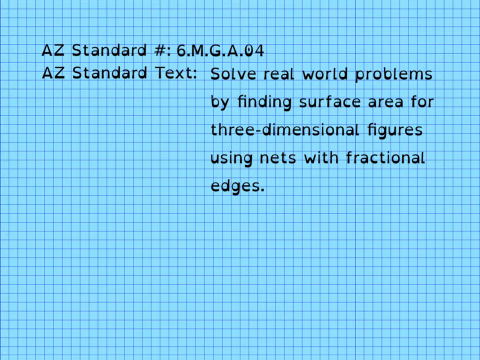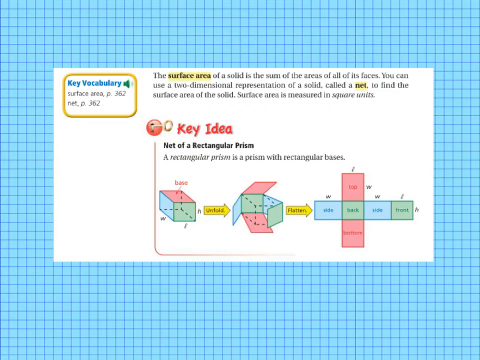Our objective for today is solve real-world problems by finding surface area for three-dimensional figures using nets with fractional edges. We're going to start with some vocabulary review and a key idea. It says the surface area of a solid is the sum of all of the areas of its faces. You can use a two-dimensional representation of a solid called a net to find the surface area of the solid. Surface area is measured in square units because it's area.